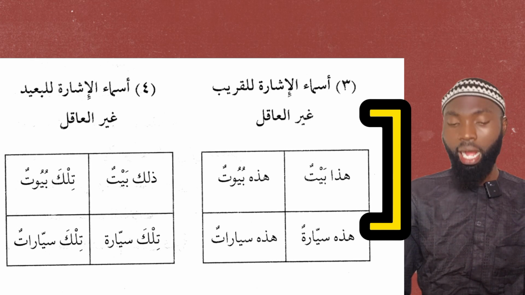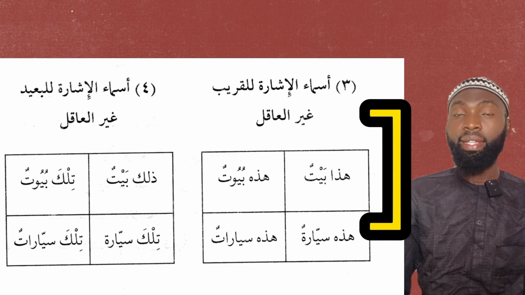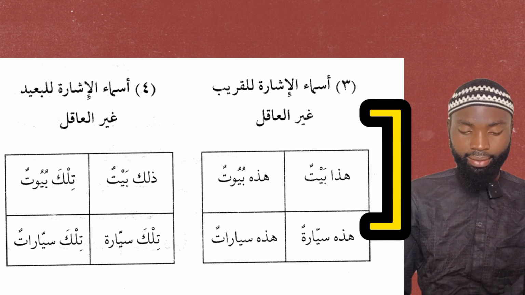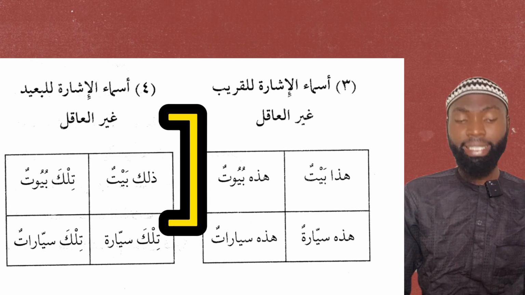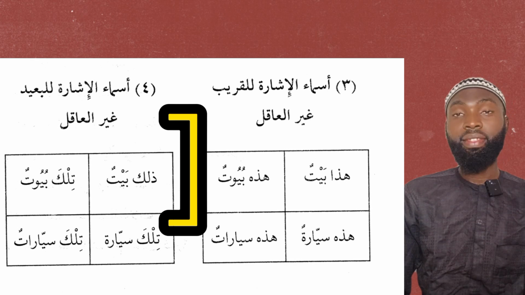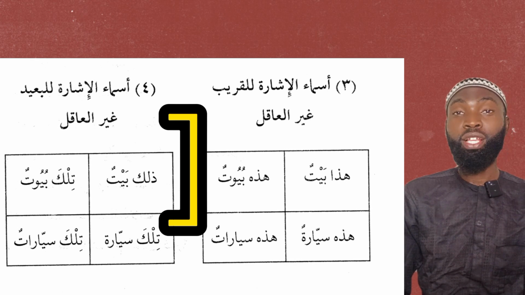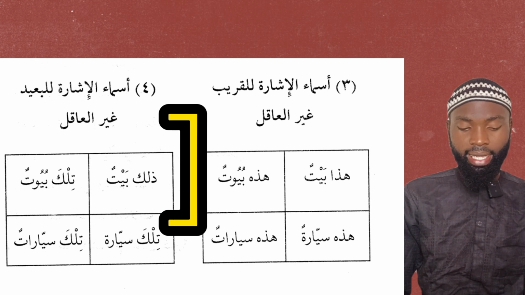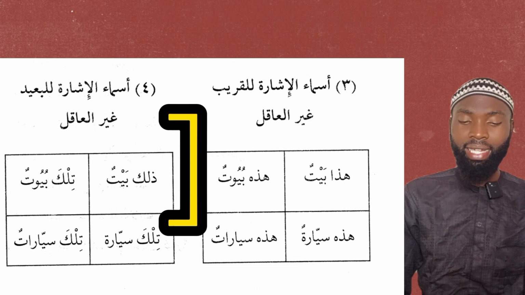One, we have baytun, hadha baytun, hadhihi buyutun, these are houses. Hadhihi sayyaratun, this is a car. Hadhihi sayyaratun, these are cars. "Asma'ul ishara lil ba'id ghayr al-aqil". Number 4, distal demonstrative pronouns for the non-intelligent nouns. We have dhalika baytun, that is a house. Tilka buyutun, those are houses. Tilka sayyaratun, that is a car. We say tilka sayyaratun, those are cars.